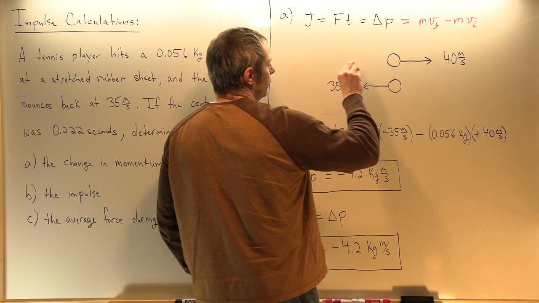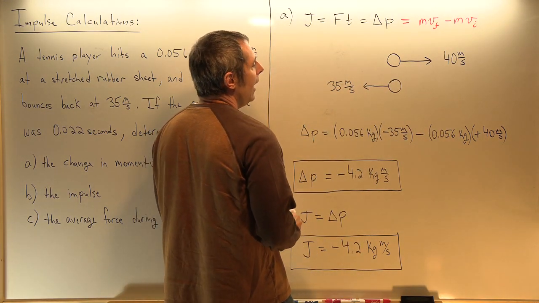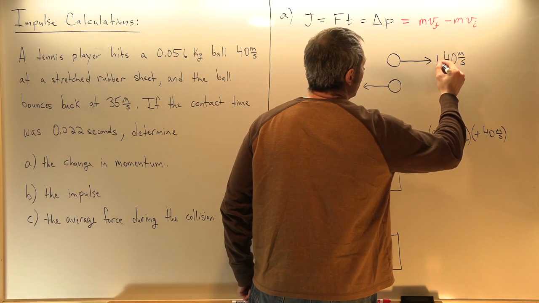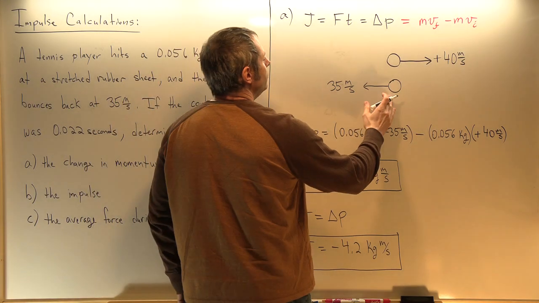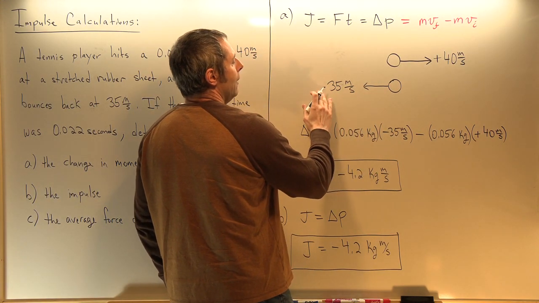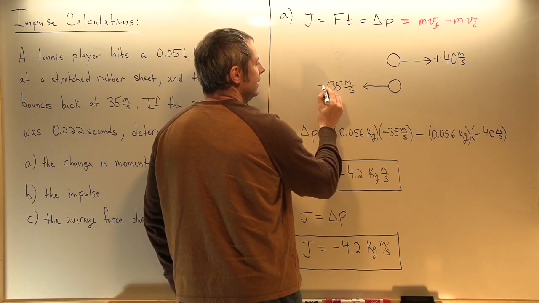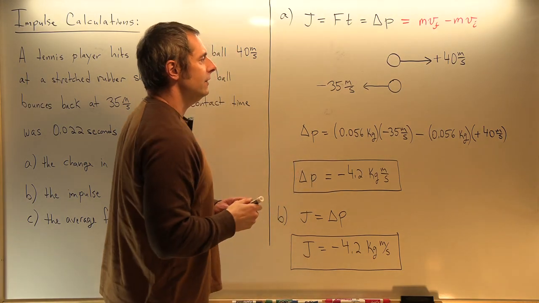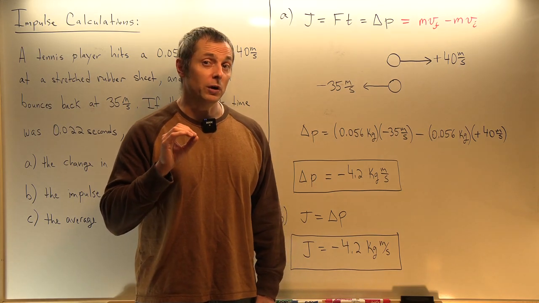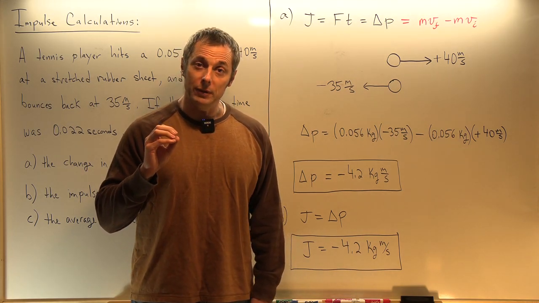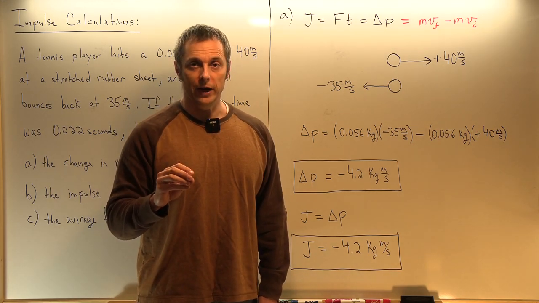So I've got a diagram of this tennis ball coming at this rubber sheet. Now, if I call this 40, I'm actually calling it positive 40. The plus is implied. When the ball bounces back, it's the opposite direction. So I can't leave this as positive 35. I've got to indicate that with a minus sign. This is absolutely critical because your answer will not come out just the wrong sign. It'll actually come out to be the wrong numerical value if you plug in positive 35.